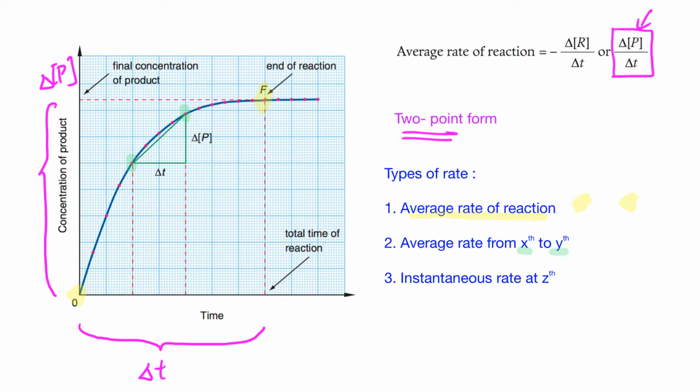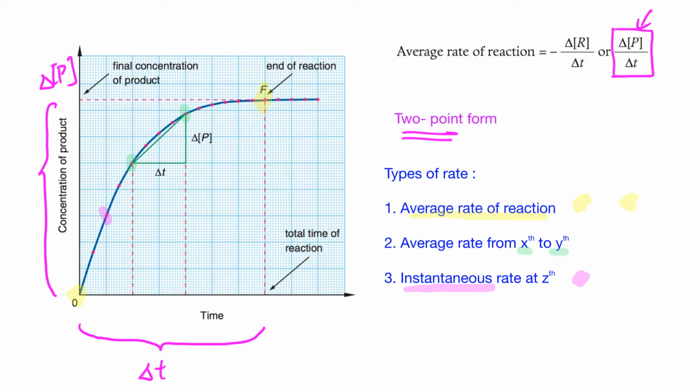The third one is called instantaneous rate. Instantaneous rate, that means the rate at that particular moment. So we can randomly pick one point. Say for example, we talk about this pink one. At this point, we want to know the rate at this point. If the rate at this point, we say that will be instantaneous rate. So basically 2 kinds of average rate and 1 instantaneous rate.